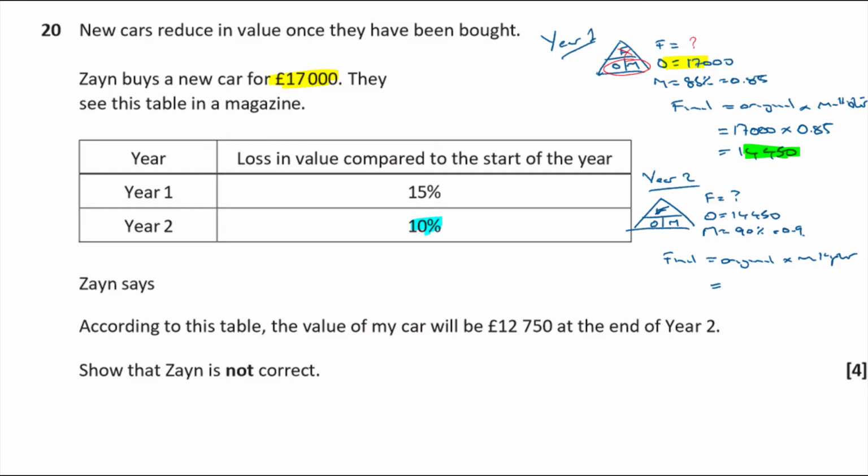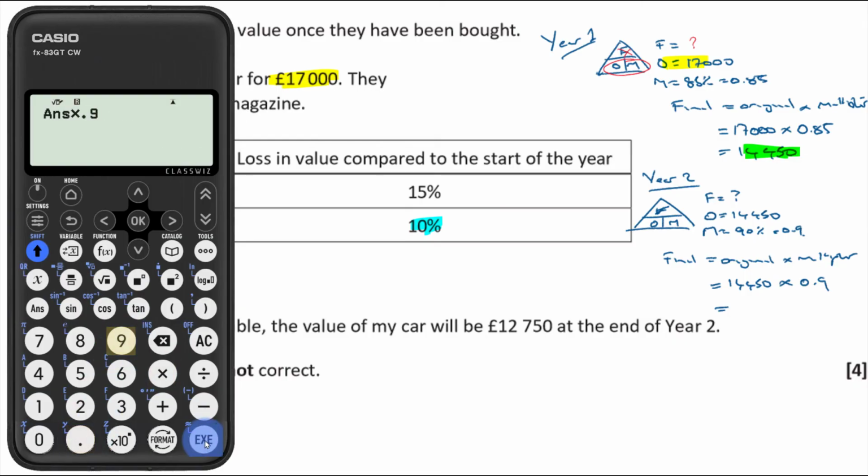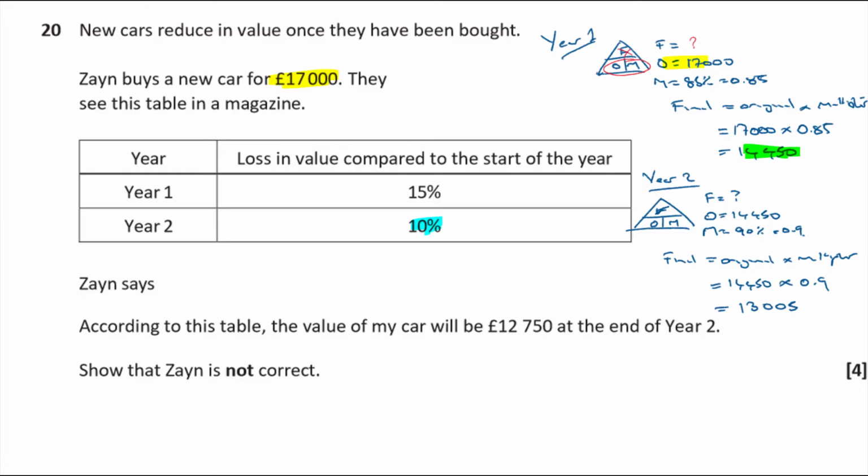And then this time it's going to be 14,450 times 0.9. What's that then? Times 0.9, that's 13,005. So Zane says, according to this table, the value of my car will be 12,750 at the end of year 2. Well, I made it 13,005. So I'm just going to say price is 13,005. So Zane is not correct.